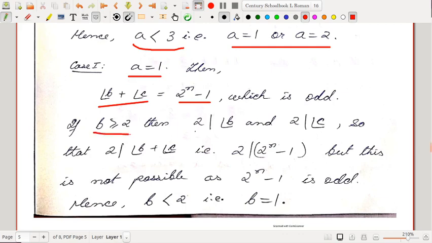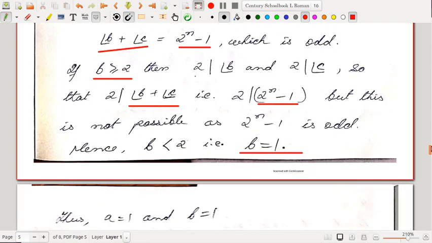If b is greater than or equal to 2, then what will happen? 2 will divide factorial b, 2 will also divide factorial c. Okay, that means 2 will divide factorial b plus factorial c, but that's not possible, because 2 to the power n minus 1 is odd. It's an odd number, so an odd number is not divisible by 2. That means b cannot be greater than or equal to 2. So b has to be strictly less than 2. That means there is only one possibility for b, that is b equal to 1. So if a equal to 1, then b has to be 1.